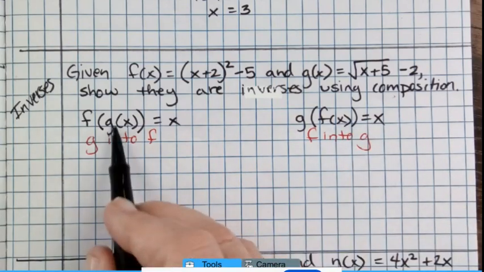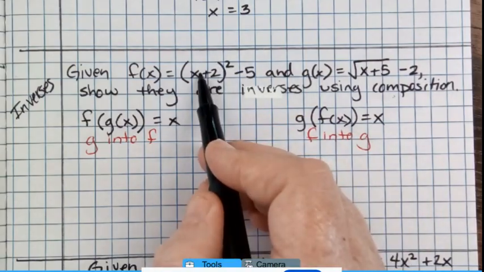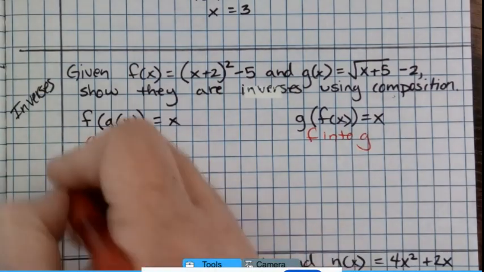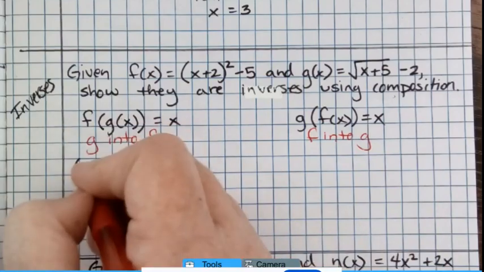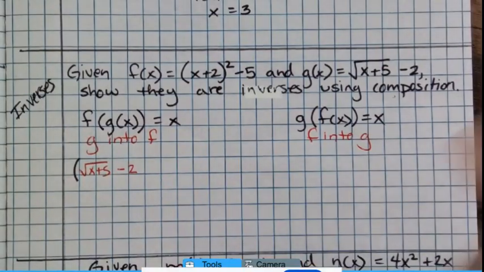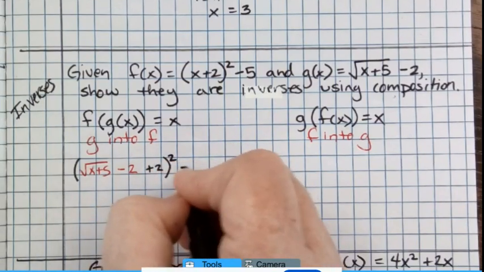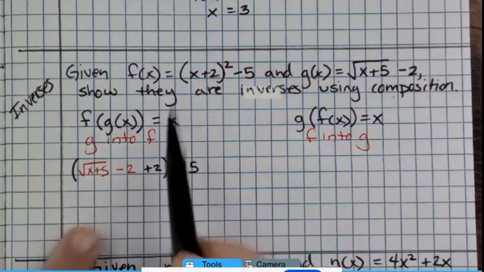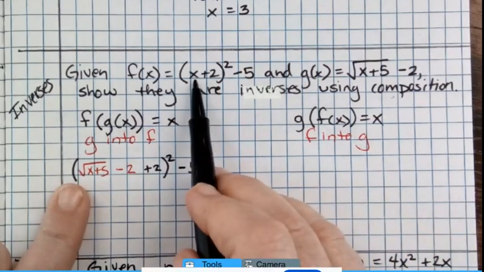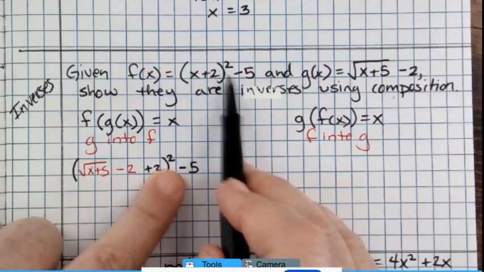Okay, so here we're going to plug g into f. So f, and then instead of x, we're going to plug in g. So square root, and I'm going to write small, x plus 5 minus 2, that's my x, plus 2 squared minus 5. So just let me go through this real fast. X is the red, plus 2 squared minus 5.